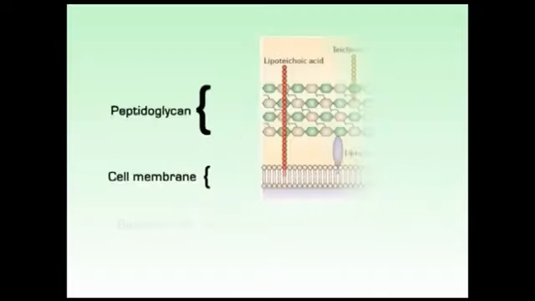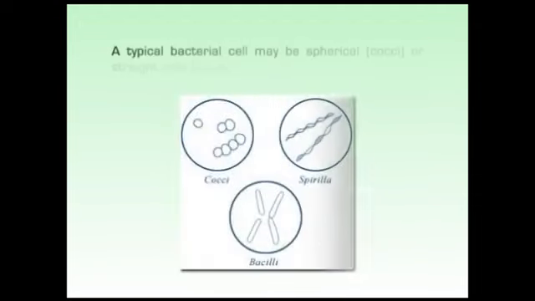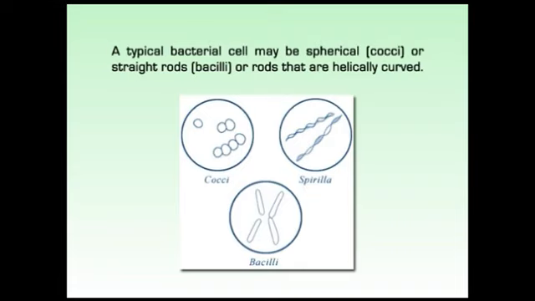Cell wall is usually essential for bacterial growth and division. Bacterial cell wall possesses peptidoglycan and is chemically and morphologically very complex. A typical bacterial cell may be spherical, which we call cocci, or straight rods, also known as bacilli, or rods that are helically curved. But some bacteria may be pleomorphic, that is, they can exhibit a variety of shapes.